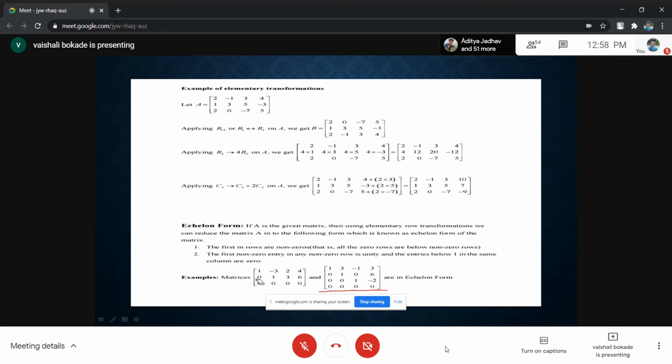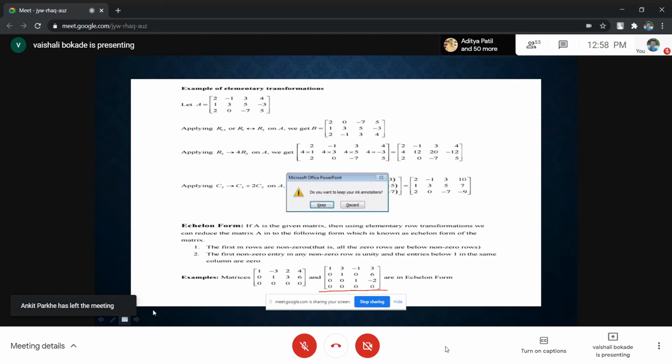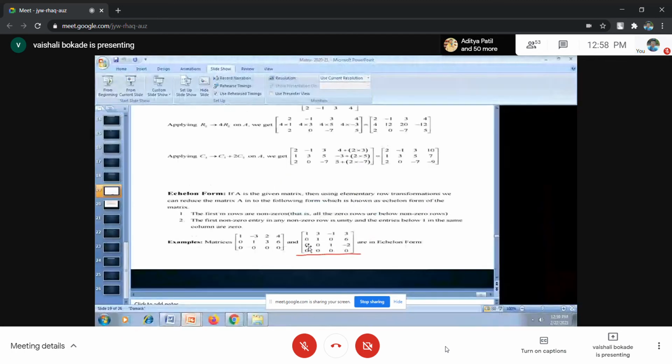See, I'll concentrate only on the first matrix. Let me allow somebody in, because this is an important topic and he or she should not miss it. So let me allow.